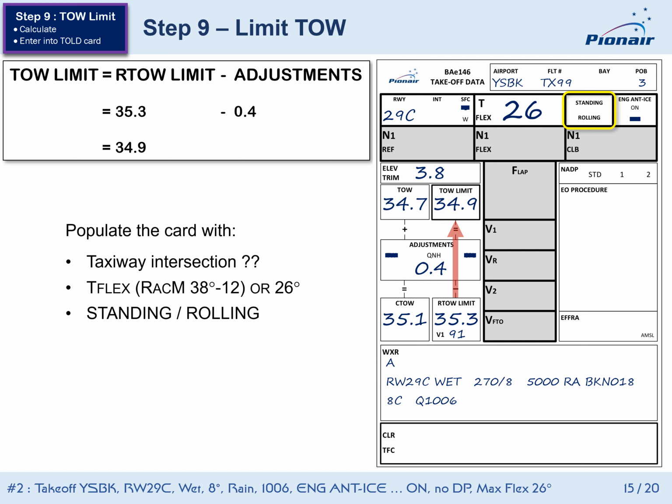And since we have ended up within 200 kilos of our performance limit, we are required to do a standing takeoff. So let's cross out the option of a rolling takeoff on the card. And finally, let's write takeoff flap in the card, nice and big. Time to move on to step 10, the thrust settings. For that, we're back to the engine thrust table card.